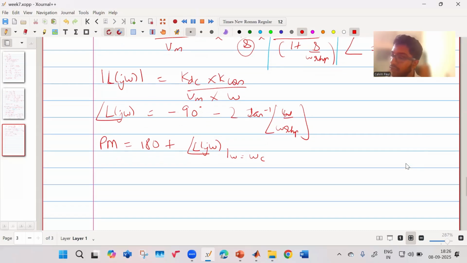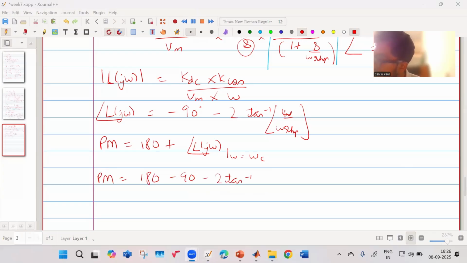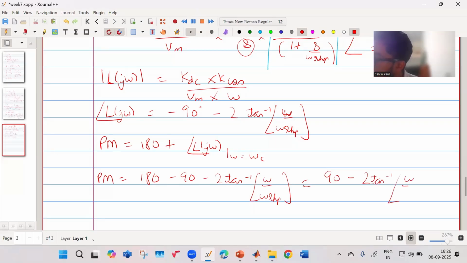Okay. So if you compute phase margin over here, you will get 180 minus 90 minus 2 tan inverse of omega upon omega RHP. That is 90 minus 2 tan inverse of omega upon omega RHP. So this is how you will shape the loop such that you get a phase margin. Sorry, this will be at omega C.